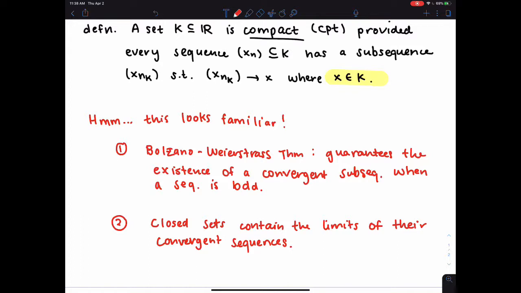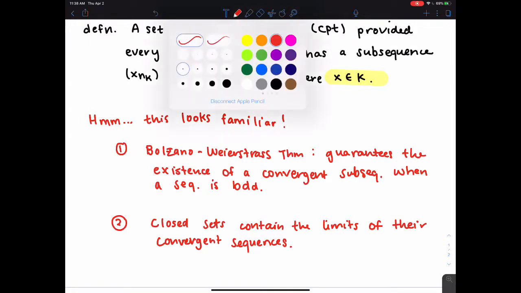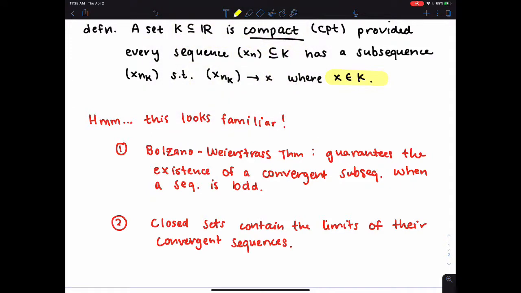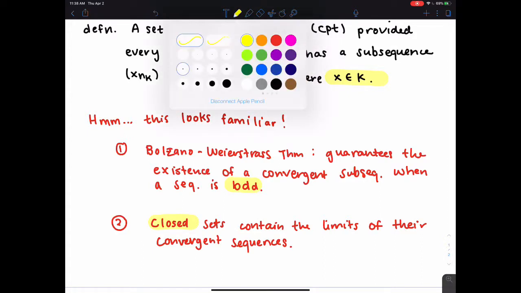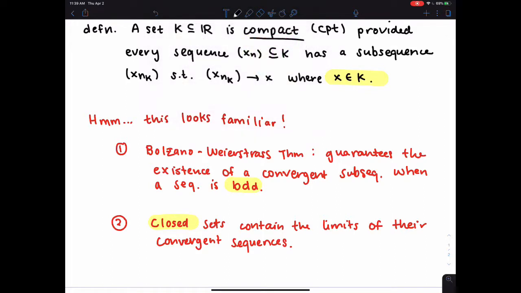So a natural question that you might ask would then be, okay, well, if this sounds so similar to being bounded and so similar to being closed, is there a relationship between bounded, closed, and compact? And we'll see later that there is. For now, we are going to take a look at just getting to know the definition of compact and working with it that way. And we'll go through some examples.